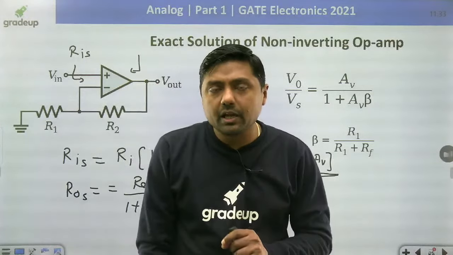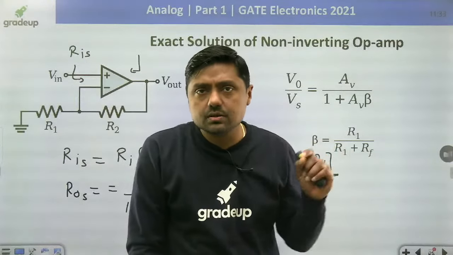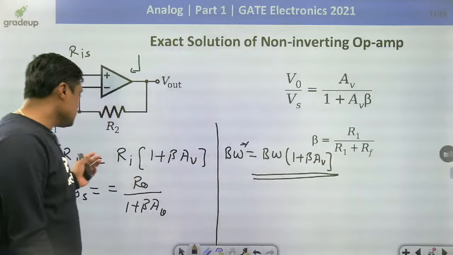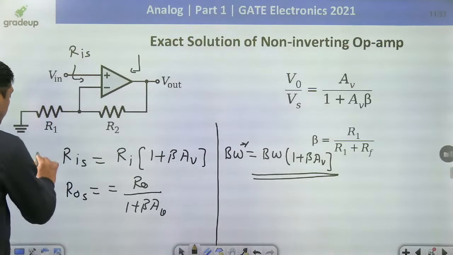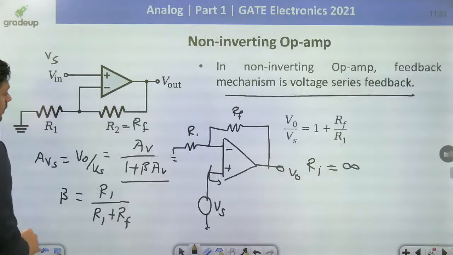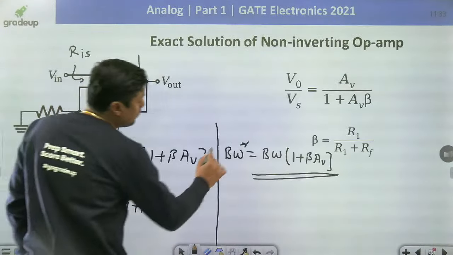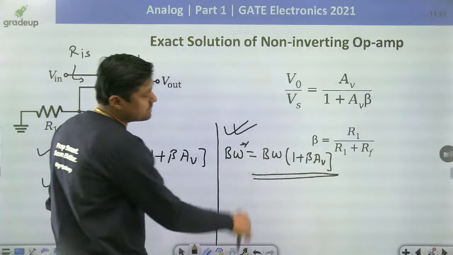What is the feedback mechanism? Voltage series feedback. This is all about the non-inverting operational amplifier. This formula is very important. Please revise this formula. This is the most important one. Definitely you will get the question on this.